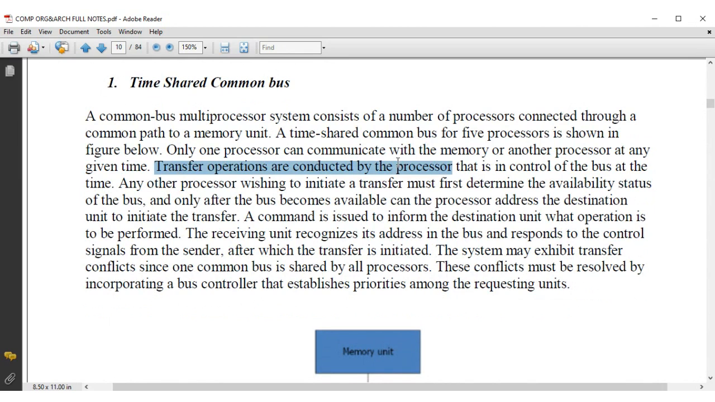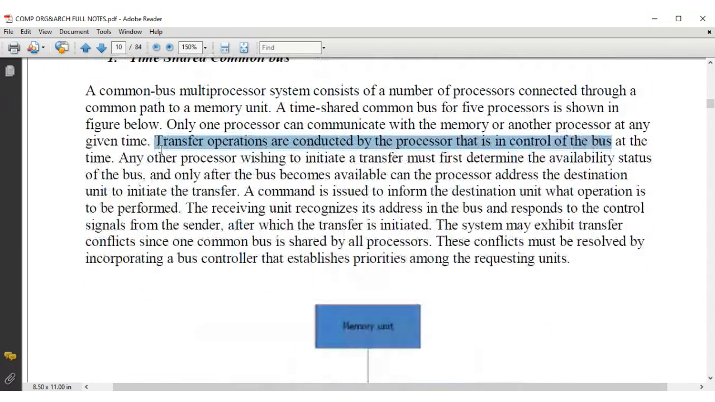Transfer operations are conducted by the processor that is in control of the bus at the time. All right. So what does this statement mean? I want you to follow what I am highlighting, because that's where I am deducing the points from. Transfer operations are conducted by the processor that is in control of the bus at the time. This means that there is one dedicated processor. We always know that the processor is made up of two main internal logical parts: the control unit and the arithmetic and logic unit. The RAM is not a logical part but a physical part, and it's not part of the CPU. It's separate, but it is considered part because the CPU cannot work without it.